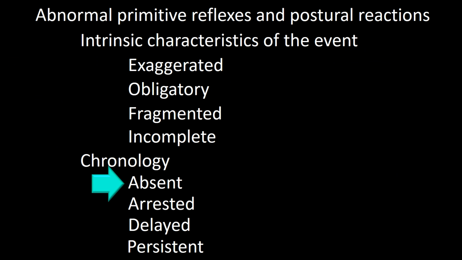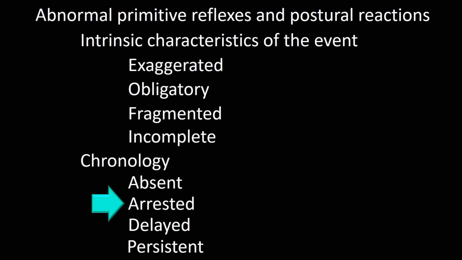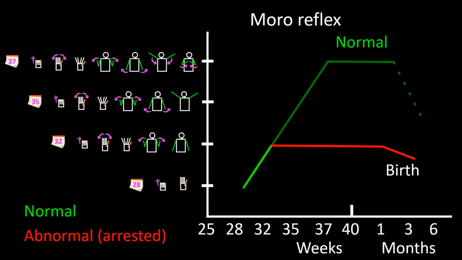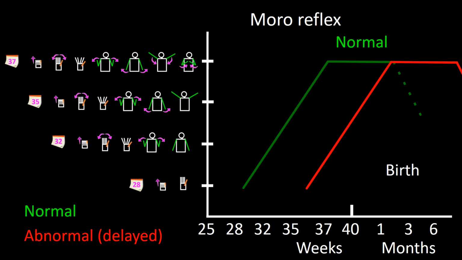Probably the most common chronological abnormality is the absence of a reflex, as depicted here by the flat red line. Pathological events can arrest the development of a reflex. This eventuality is characterized by an initial normal development followed by the lack of further progression, as you can see depicted by the red line. Another chronological abnormality is the delayed appearance and evolution of a reflex, as you can see here, again represented by the red line.